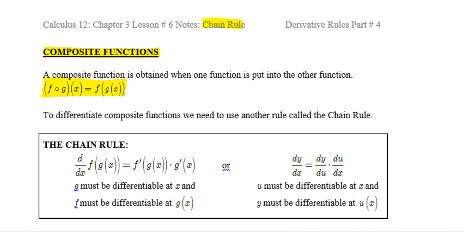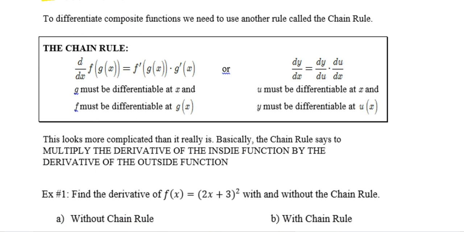Alright, so let's take a look at the chain rule here. The chain rule states that if you want to take the derivative, so d by dx means you want to take the derivative of this composite function right here, f of g of x. What you have to do is take the derivative of your outside function, here it says f prime of g of x, and then multiply that by the derivative of the inside function. So this is your inside function, and this is your outside function.